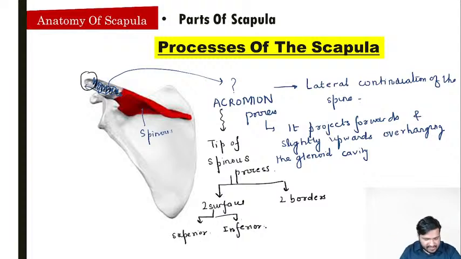Inferior surface. Yes, Saqib, you are very right. It articulates with the head of the humerus. We will discuss it in the articulation part, just after some time. And two borders, guys, everyone knows we have two borders: the medial border, and along with that we have the lateral border.